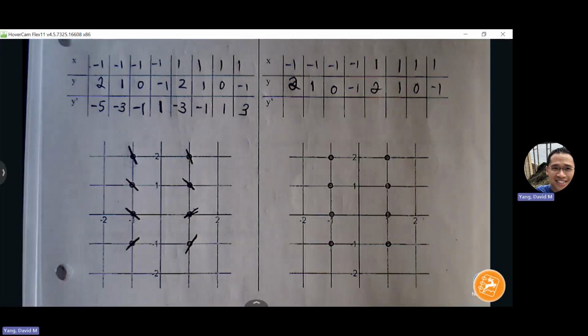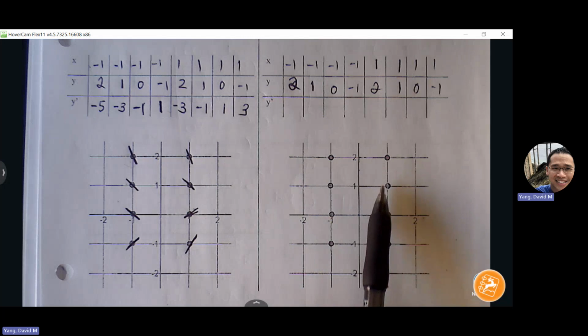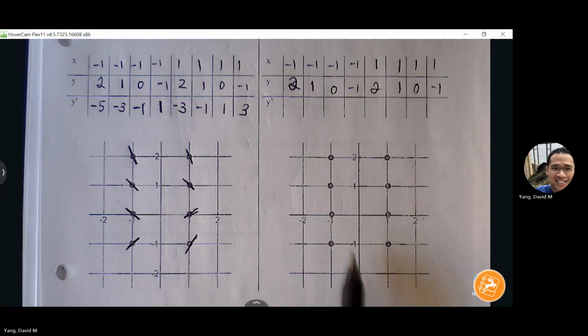How did you know the points were -1 and 2? You just made it up, or? So on the AP exam, they will highlight the ordered pairs that they want you to work on. Oh, you got it. Yeah.